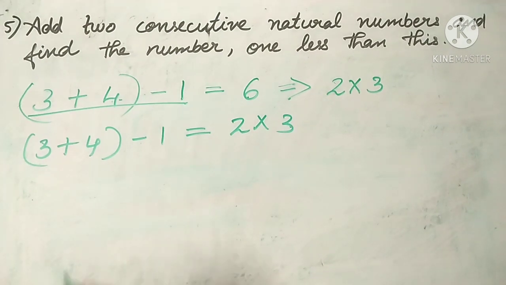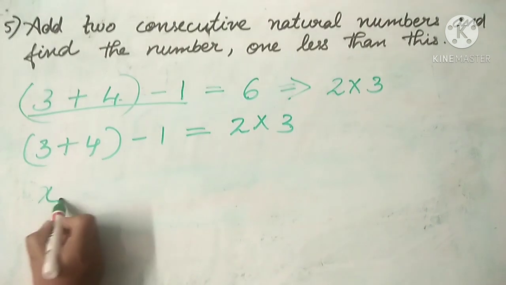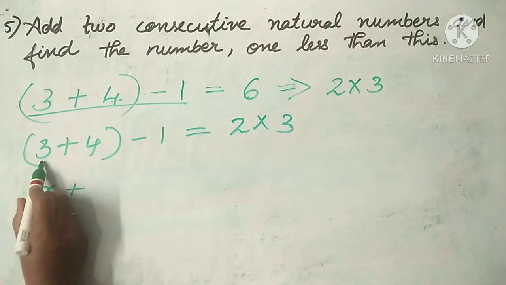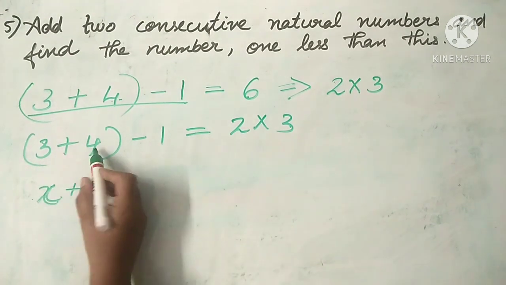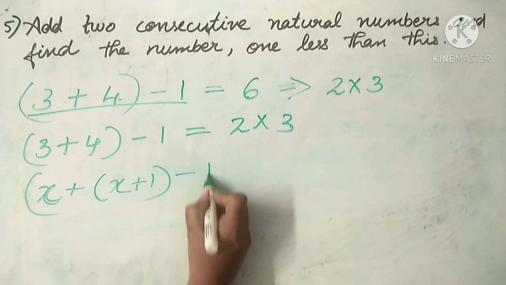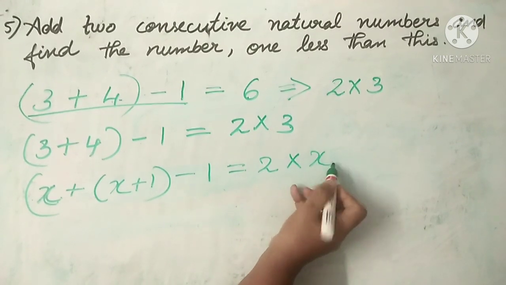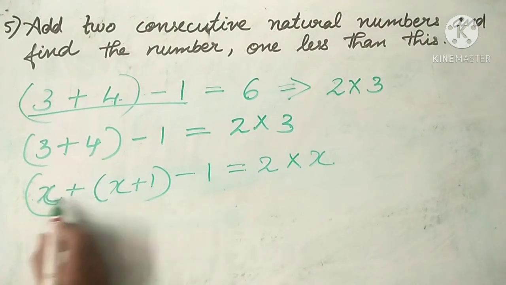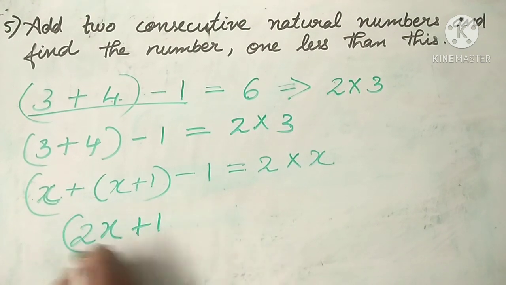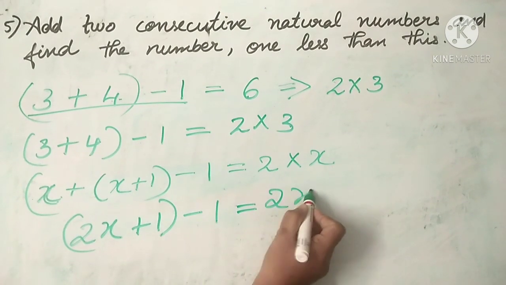In algebraic expression, we can write this 3, I am taking it as x. Okay. x plus 1 is the consecutive number of x. Next number, that is x plus 1. x plus x plus 1 minus 1 is equal to 2 into x. This I can write as x plus x, 2x, plus 1 minus 1 is equal to 2x.